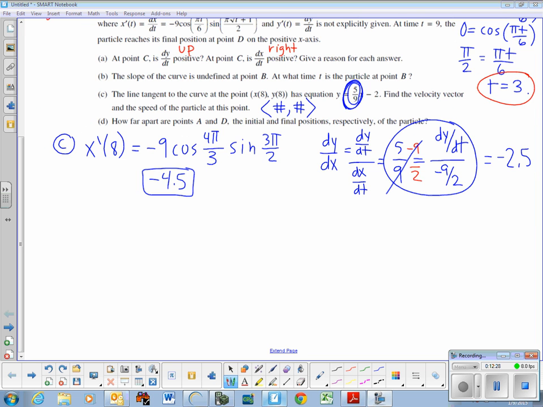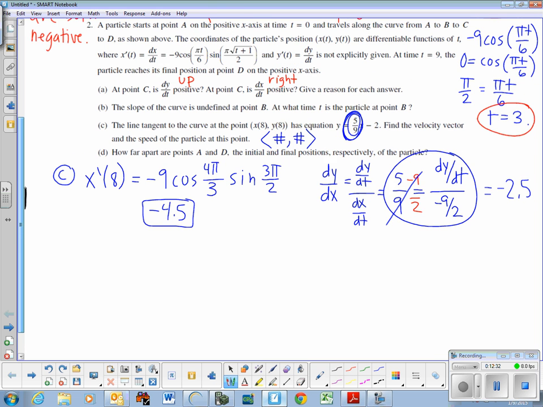So velocity vector, part C, find the velocity vector and the speed. The velocity vector is -4.5, -2.5. And you can put those, excuse me, I said 5 and wrote 9. You could write that as -9/2, -5/2.